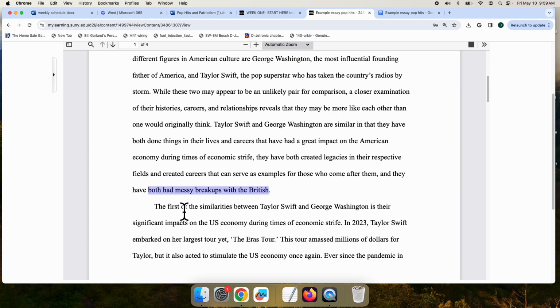This last thesis prong has to sound kind of interesting to you, even if you don't care about George Washington or Taylor Swift. That messy breakup thing is kind of funny. So here's the strategy I'm going to tell you. After you've written your entire paper, and it doesn't matter what kind of paper it is, pretty much any paper, you're going to come up with 3 points, and after everything is done, you're going to have 1 point that you love, and you know it's a good one.